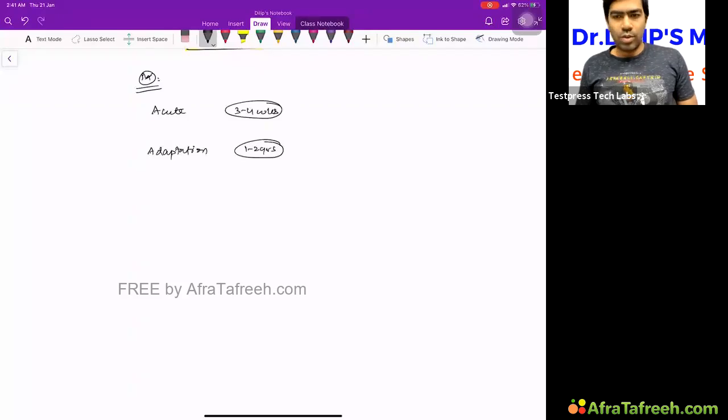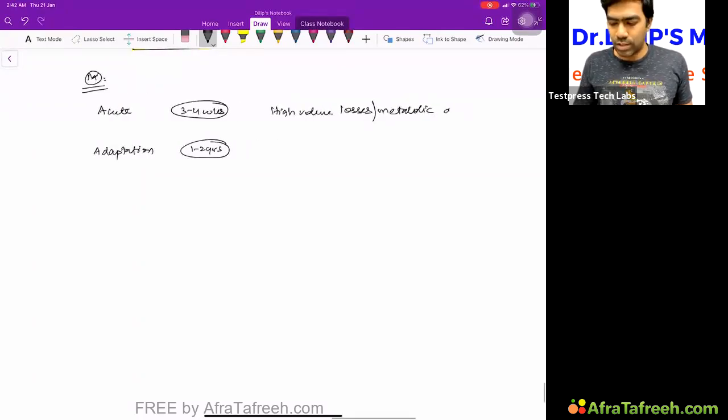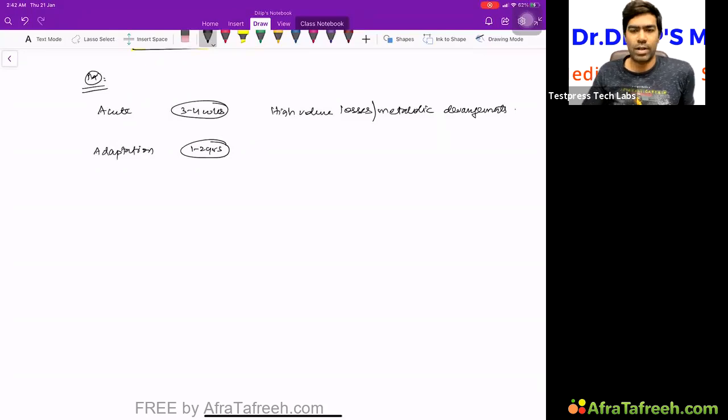So usually during the acute phase, there will be high volume losses in the stools, fluids, electrolytes, and there will be a lot of metabolic derangements. And most often the patients die during this phase only, the acute phase. Death is very common in this situation. High volume losses, accompanied by a lot of metabolic derangements. But during the adaptation phase, slowly, things will improve.